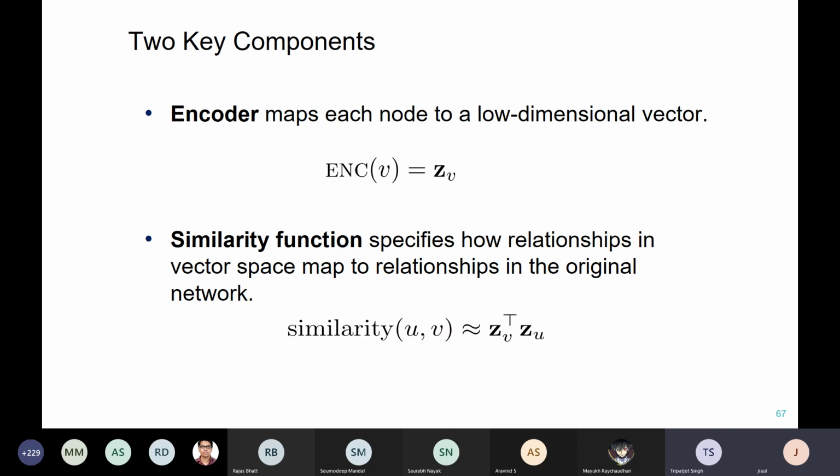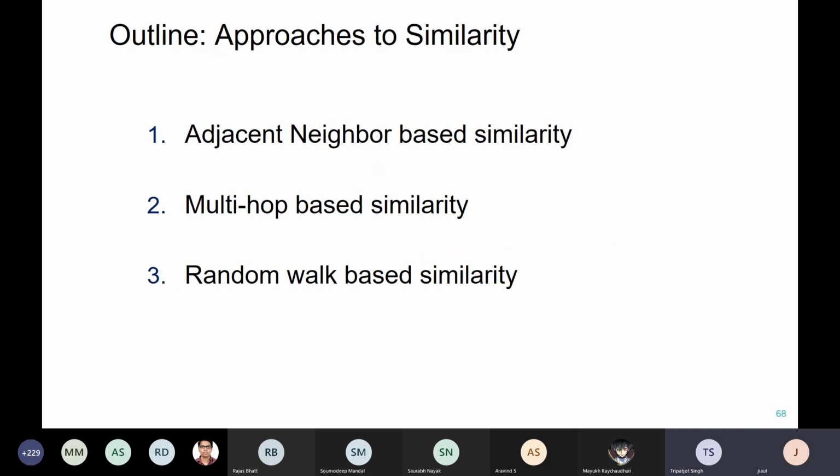Again, the encoder is essentially the mapping from a node to a vector, which I denote Z_V, as I already mentioned. The similarity function specifies how relationships in the vector space map to relationships in the original network. The similarity function could be many things, but here we are taking dot product similarity, which is very common. Broadly, there are three possible approaches that we are going to discuss: adjacent neighbor based similarity, multi-hop based similarity, and random walk based similarity.